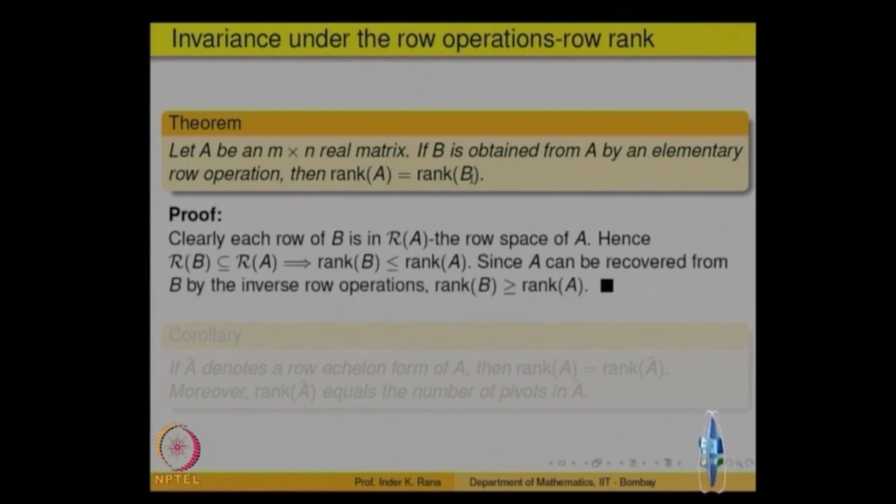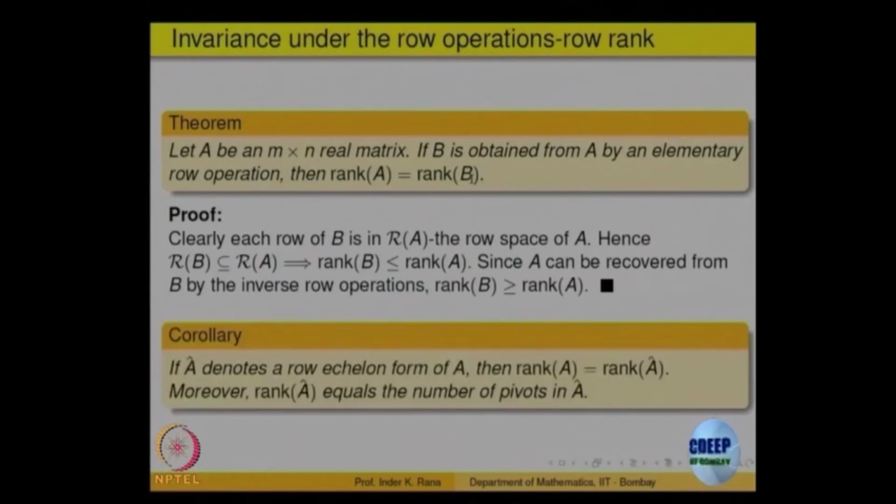Okay. So, as a corollary of this, you are given a matrix A and you have brought it to row echelon form. What is the rank of the row echelon form? The rank of the echelon form is the number of non-zero rows, which we defined earlier. And what will be the row rank of the row echelon form? That is the same as the row rank of the matrix A.